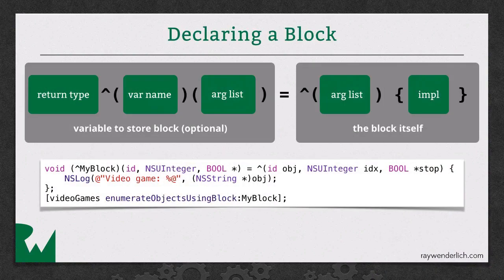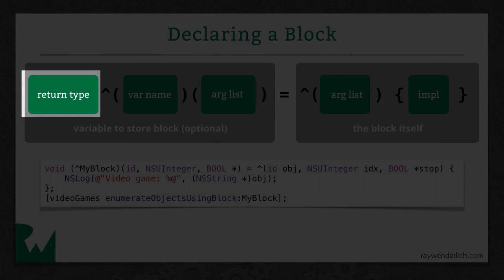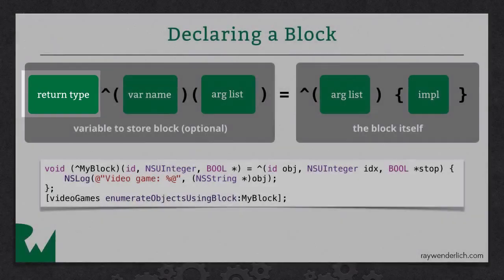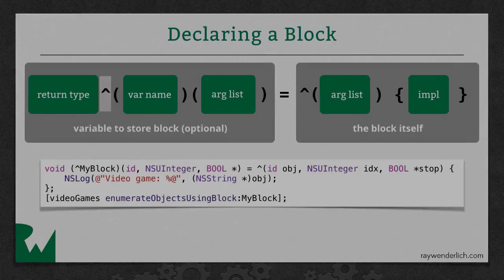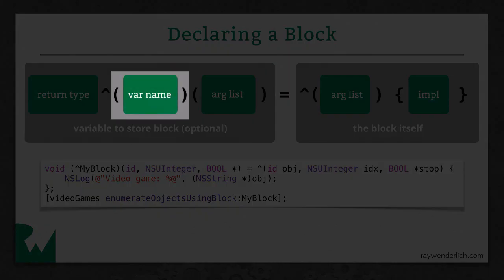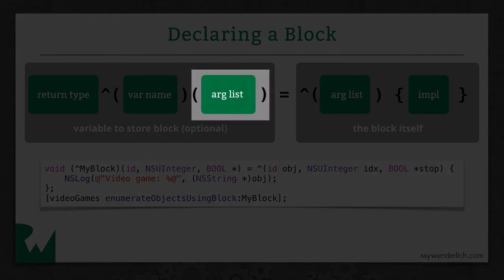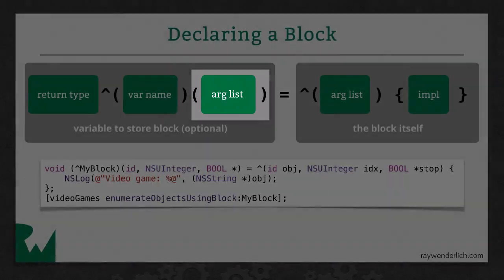Okay, so let's take a look at the syntax to declare a block. In this example, we're creating a variable which is going to store an anonymous function that we can then use later. We'll look at other ways of using blocks a little bit later on. First we say, what's the return type of this function? Then you put the special caret mark that means, hey, this is a block. Then inside parentheses, you give the variable name for the variable you want to store this block in. And then you give the list of arguments one after another with commas.